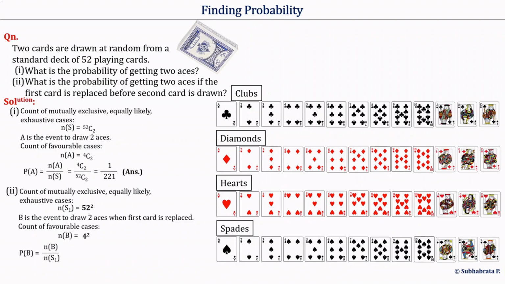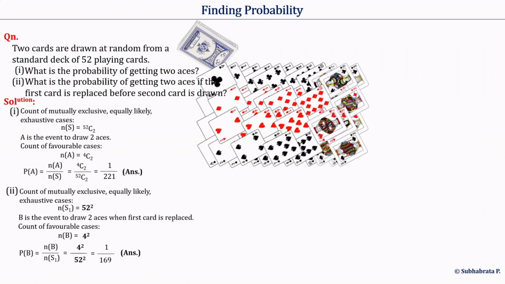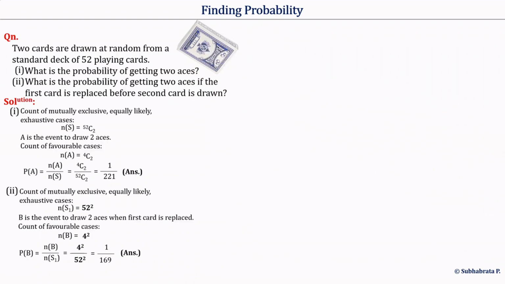So the probability of getting 2 aces when the first drawn card is replaced will be the value in this ratio. 1 by 169 is the answer to the second question. Let's keep these cards back in the pack and move to the next question on finding probability in the next video.